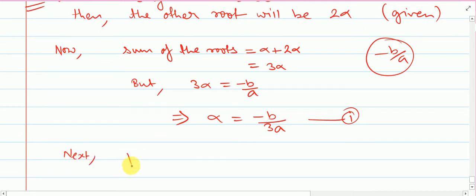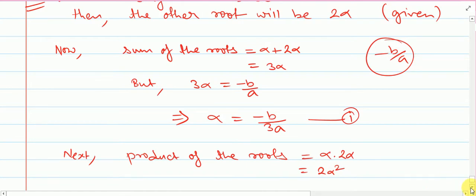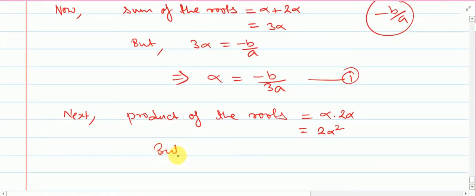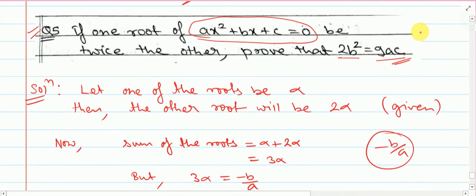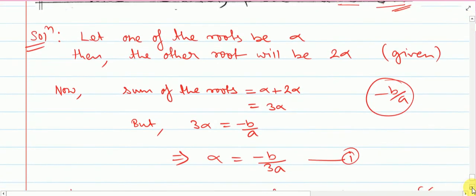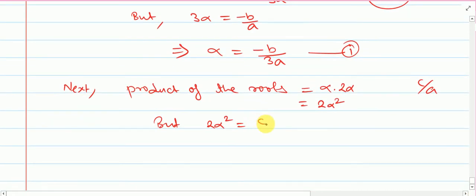Next, product of the roots will be equal to alpha into 2 alpha, 2 times alpha square. But you know that product will be equal to how much? It will be c by a. So here we get c by a. This implies alpha square is c by 2a. Clear?